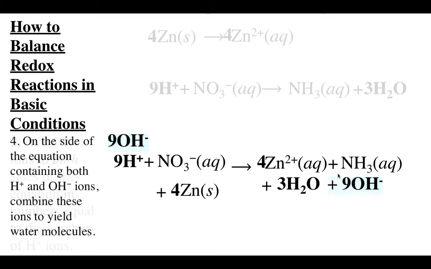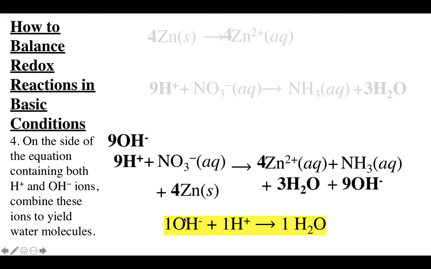And why did I do that? Because on this fourth step, the side of the equation containing both proton and hydroxide ions, these combine to yield water molecules. It's a neutralization reaction. One hydroxide ion, or 1 mole of hydroxide, will react with 1 proton to give H2O. And we see H2O. So we're going to get water molecule in a neutralization reaction. It's an acid-base reaction. So these two are going to combine, and since 1 mole of hydroxide and 1 mole of a proton give me 1 mole of water, 9 moles of hydroxide and 9 moles of H+ will give me how many moles of water? I hope you answered 9 moles of water.